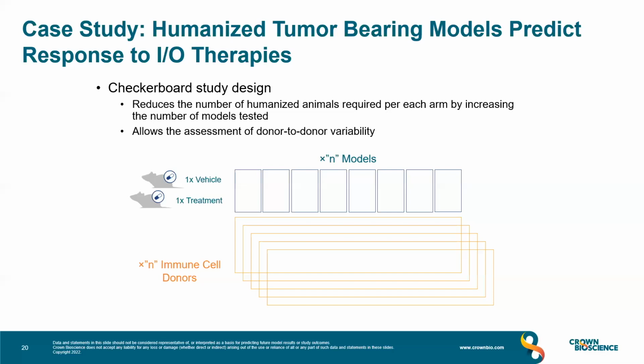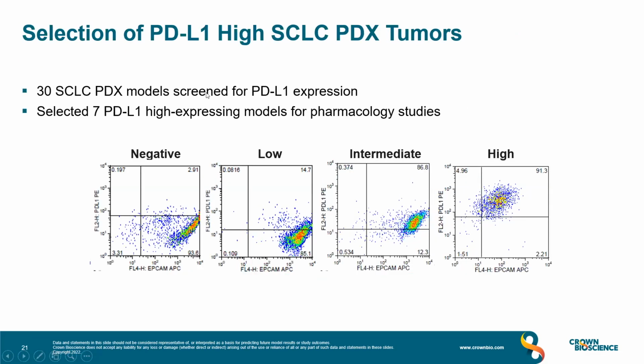What we have in this case study is humanized tumor-bearing models to predict the response to IO therapies. We designed it in a checkerboard study design with an N number of 1, meaning that we use multiple immune cell donors and multiple lung cancer models and graft each of those into one animal, and test the IO drug therapies on these. So we screened 30 different lung cancer PDX models for PD-L1 expression, and chose the high-level PD-L1 expressing models to engraft into these mice.